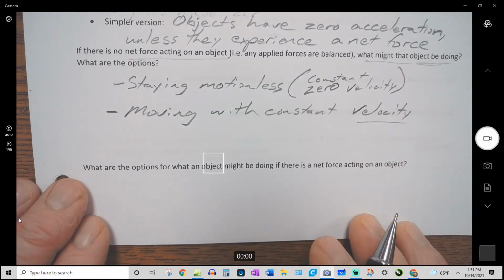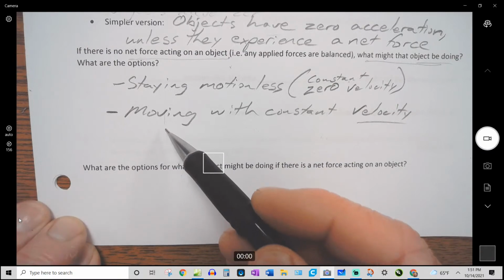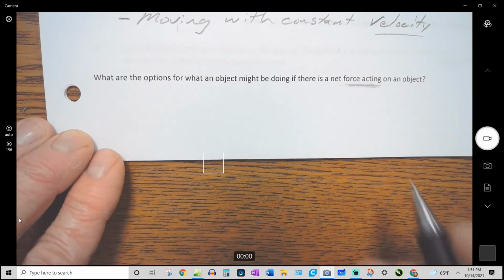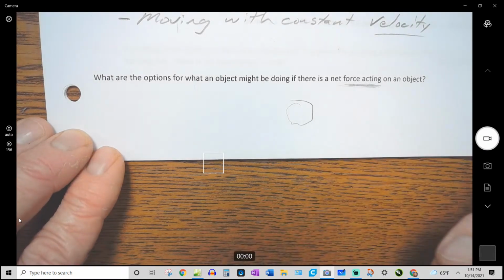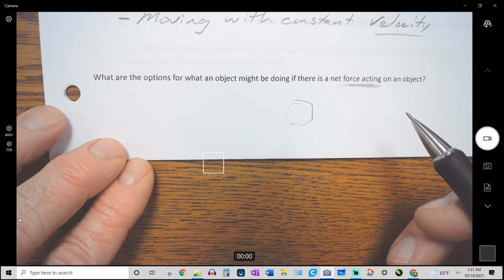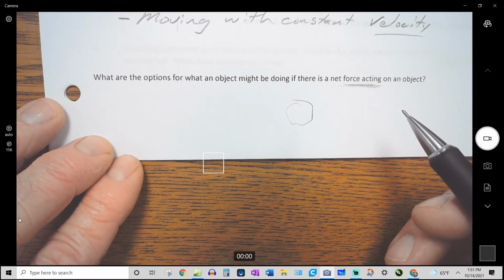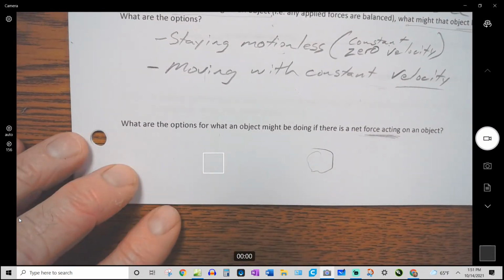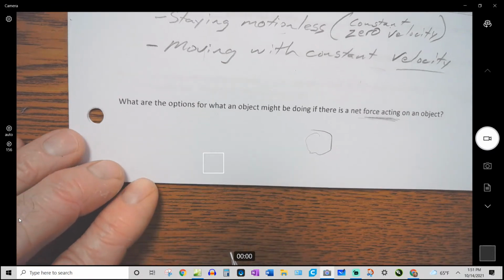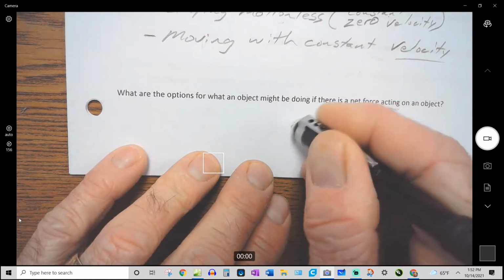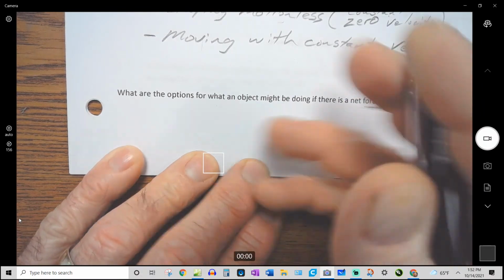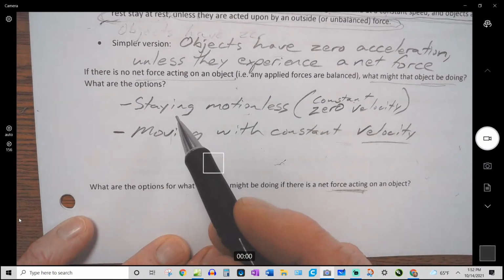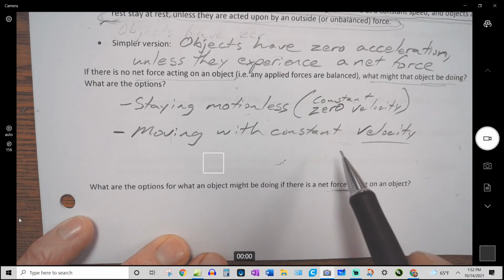And here's a trickier one. So when there's no net force, these are the two possibilities for something. And when there is a net force, let's say the net force on this thing is five newtons, what could it be doing? Anything. It couldn't be sitting still, and it couldn't be moving with a constant velocity. Describe three different kinds of motion where they're fundamentally different, and none of them is staying motionless, and none of them is moving with a constant velocity.